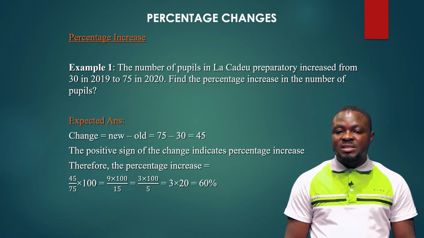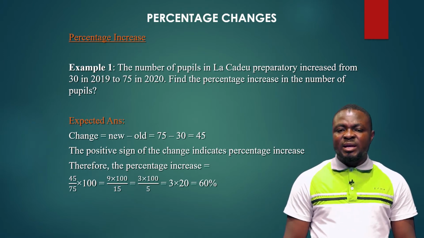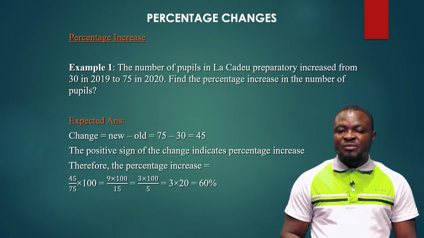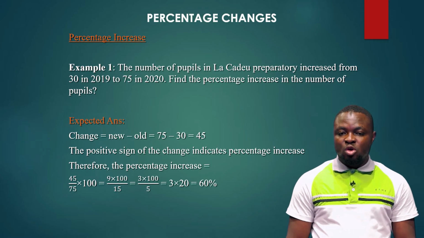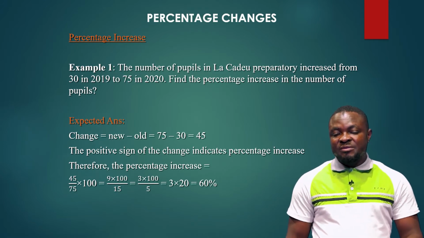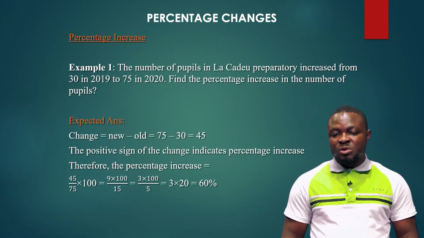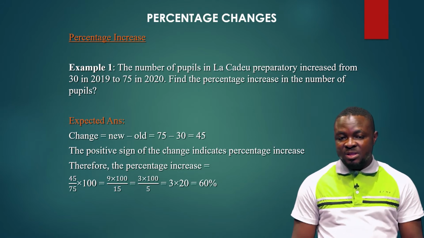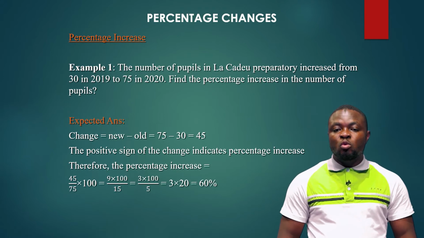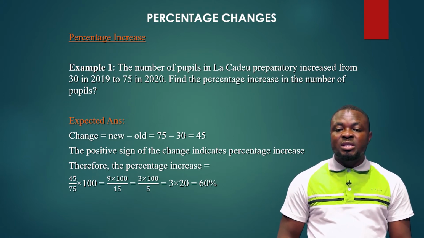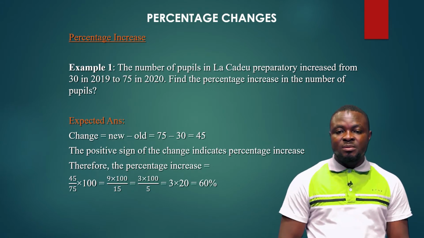So that gives us 45 times 100 divided by 75. You realize that 45 and 75, there's a common factor between the two terms, which is 5. 5 goes into 45 9 times, and it goes into 75 15 times. So we can reduce the expression to 9 times 100 divided by 15.